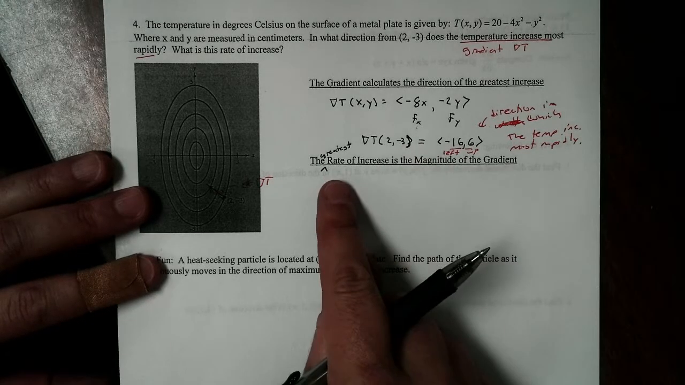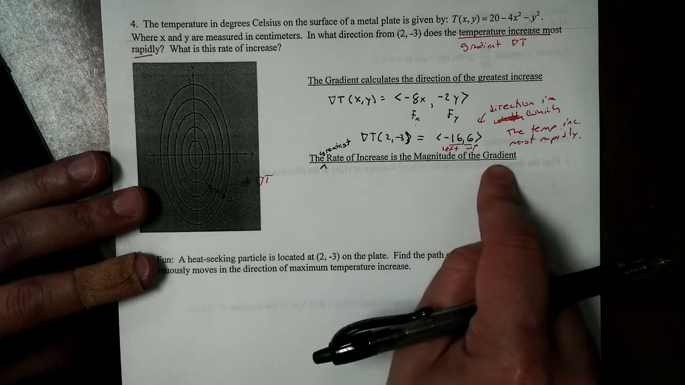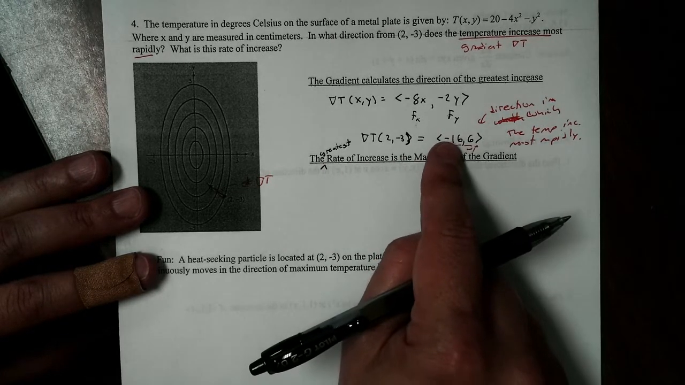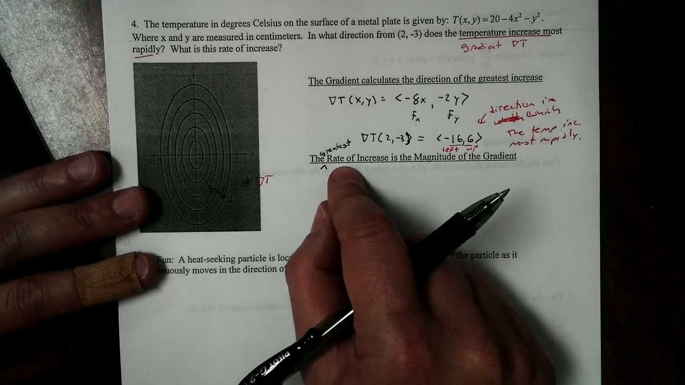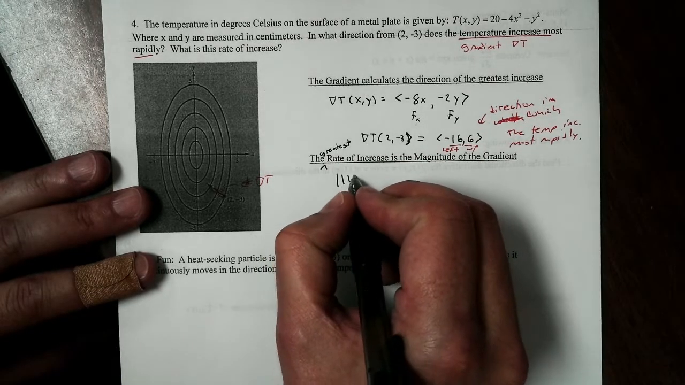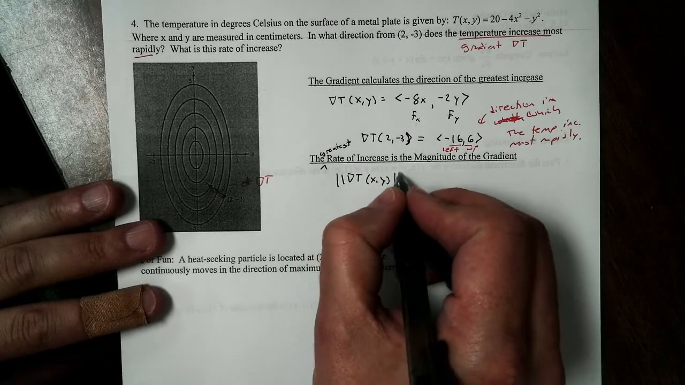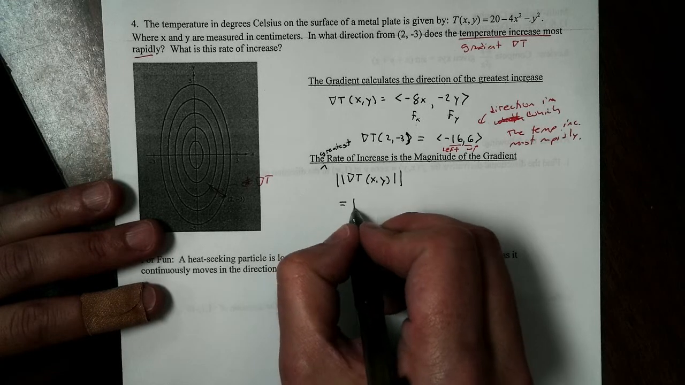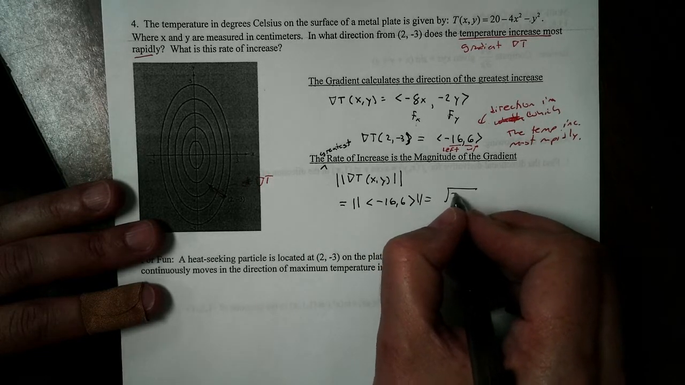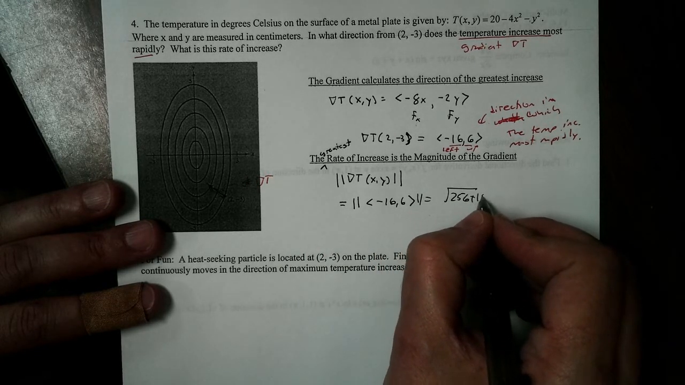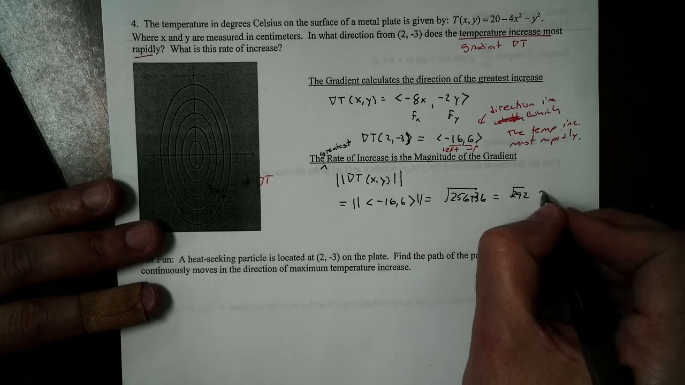The next question says, what is the greatest rate of increase? To get this, we have to use the magnitude, and that's why we're not going to reduce this. If I reduce this, it's going to give me a different value when I want to find the actual rate of increase. To do this, we use the magnitude of our gradient. This becomes the magnitude of (-16, 6), which is the square root of 256 plus 36, and that's going to equal the square root of 292.